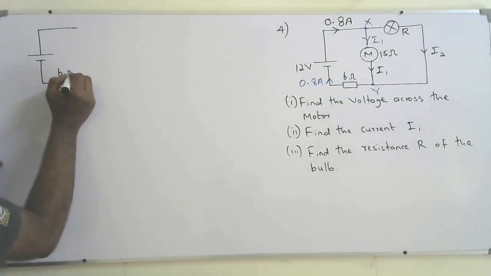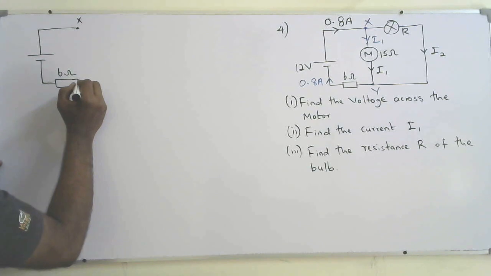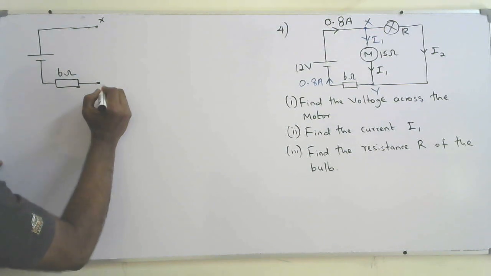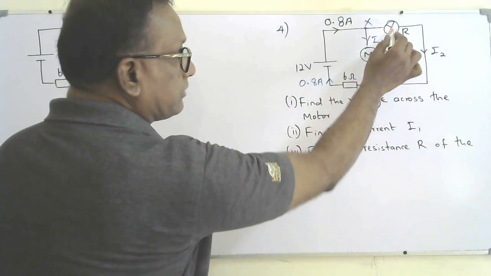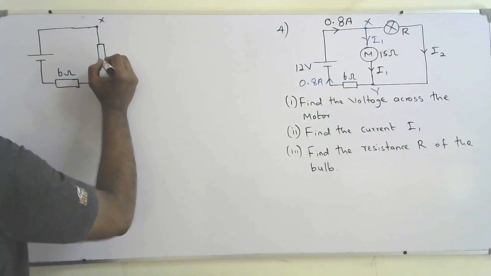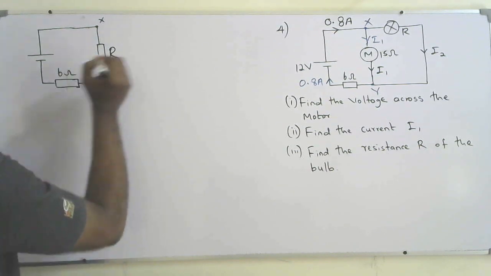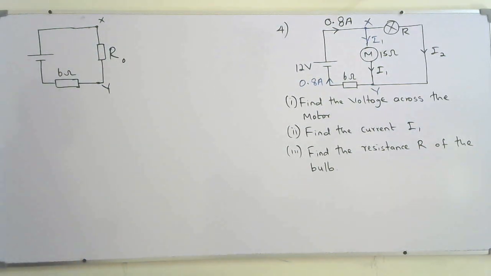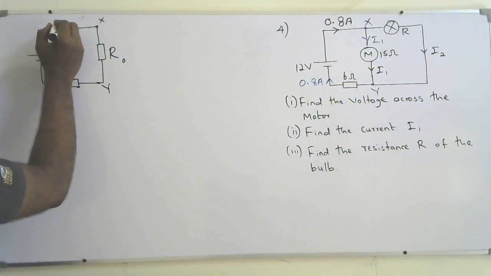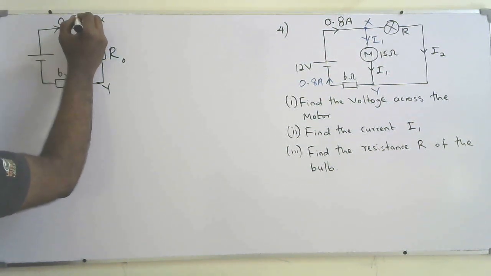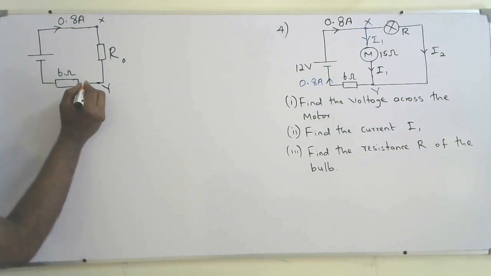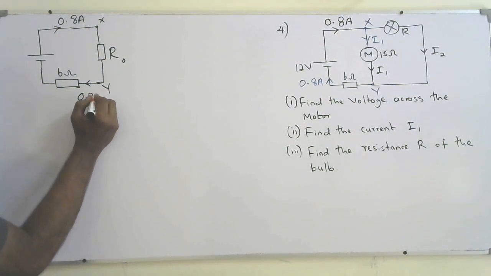This is the 6 ohm resistor. This is the junction X. This is the junction Y. So the equivalent resistance of these two, they are in parallel, I already explained it, must be connected across the junctions X and Y. So that I can call R0. R0 is the equivalent resistance of the 15 ohms and R. Right. Now look at here. This is the current flow, 0.8 amperes. The same current will flow through R0 and come back to this one, 0.8 amperes.